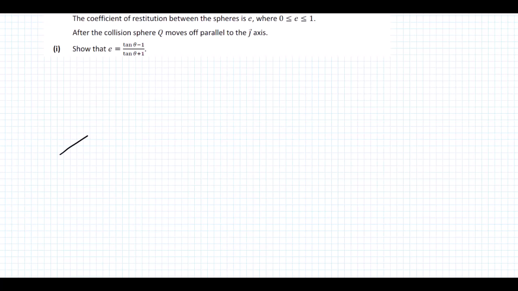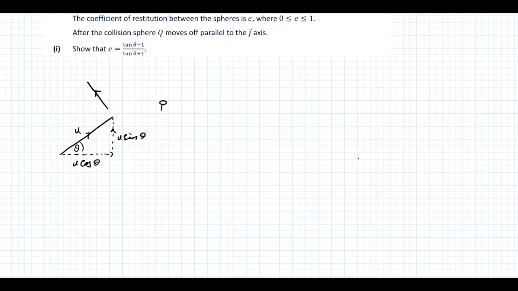So P moves in this direction initially, and it has velocity u, angle theta here, so we're just going to draw the horizontal and vertical components. So this is going to be u cos theta, this here is going to be u sine theta. Afterwards, I think it's going to move in this direction here, let's say. So that's P.